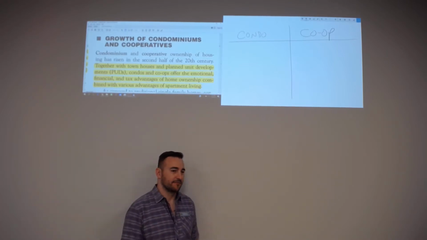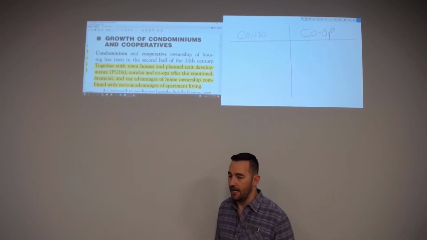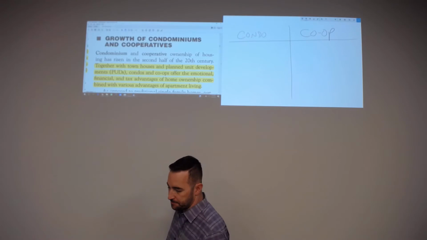We're almost done, guys. Final run. It says growth of condos and cooperatives or co-ops.